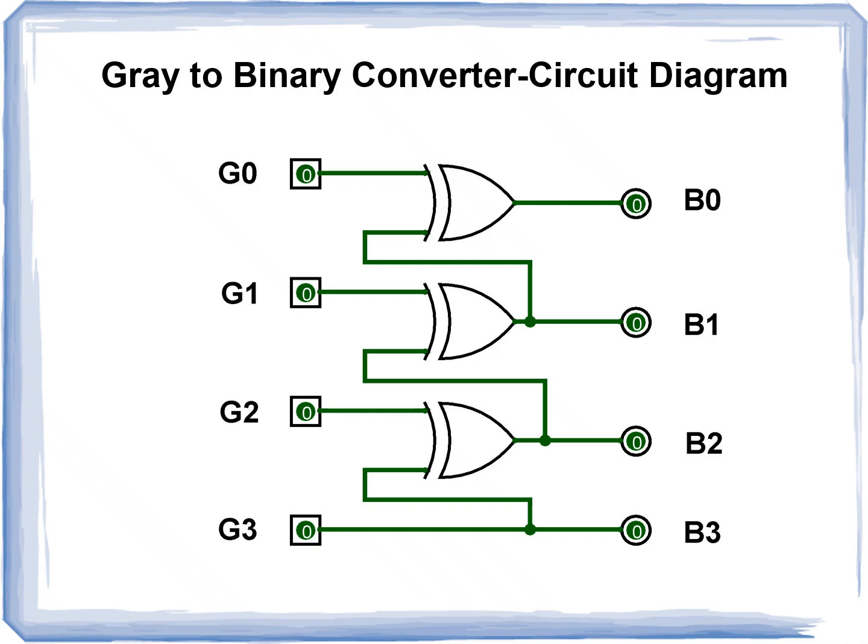Then finally we draw the circuit diagram for the gray to binary converter. Here G0, G1, G2, G3 are the inputs, and B0, B1, B2, B3 are the outputs. By using XOR gates, we drew the circuit diagram for the gray to binary converter.